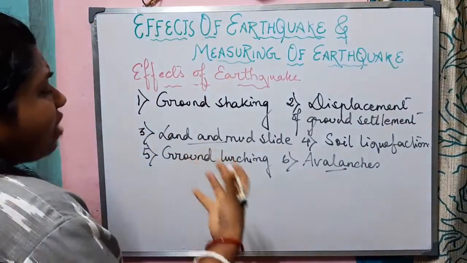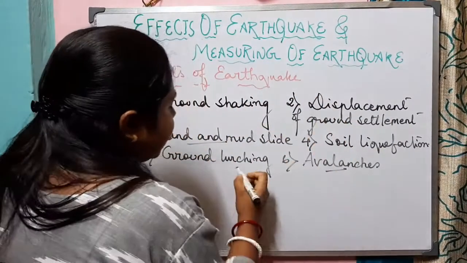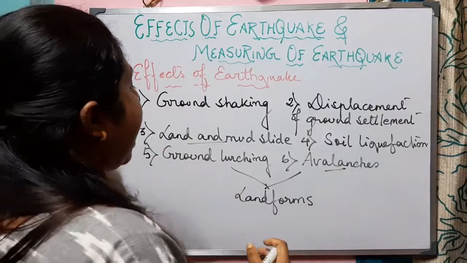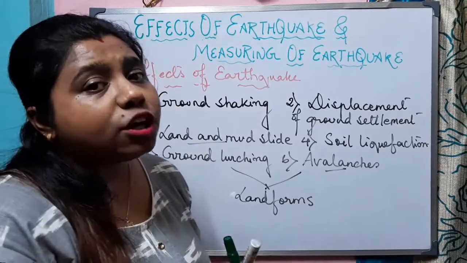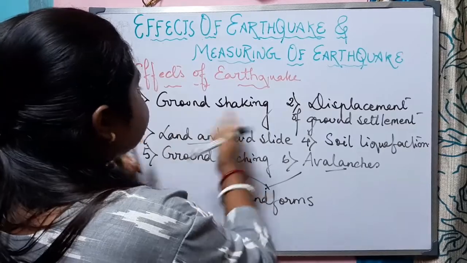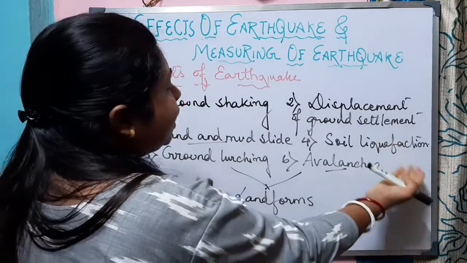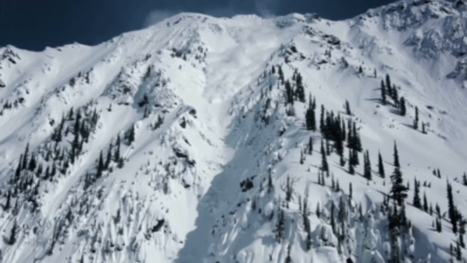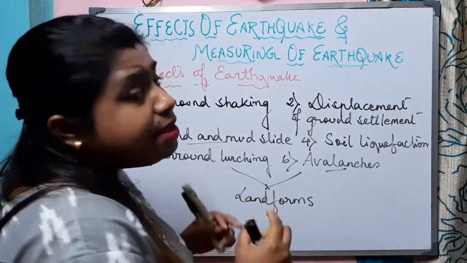Landslide, mudslide, avalanches, ground lurching, soil liquefaction, displacement of ground settlement, ground shaking, all these are interrelated and disastrous. They have a direct impact on the landforms. So what is ground shaking? Shaking of ground. As we know, an earthquake is shaking of ground, and it leads to displacement of ground settlement. With the shaking of ground, landslide and mudslide are a common effect of earthquake, mainly in mountainous regions. It leads to soil liquefaction and ground lurching, that means breaking of the streets, or displacement of the ground. Avalanches are another major impact in the mountainous regions. So these six effects have a direct impact on the landforms.